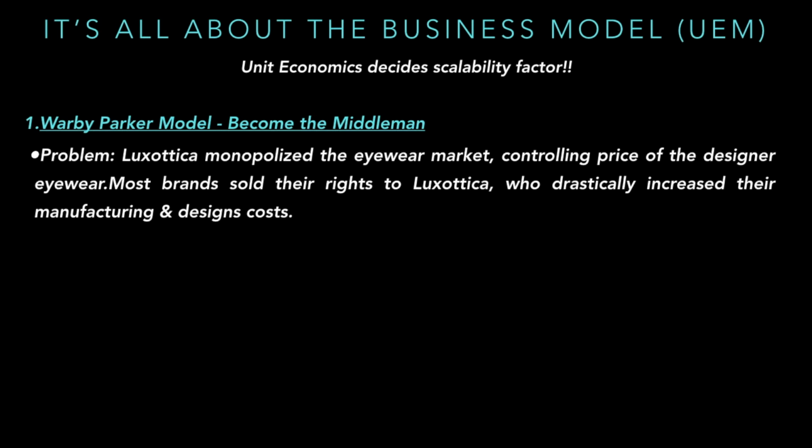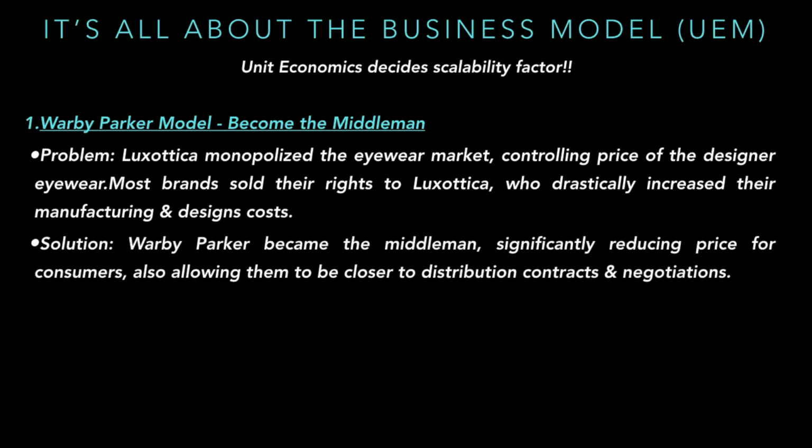It not just controlled the pricing of designer eyewear, it became one of the most dominant players in that particular segment of the industry. Most brands eventually sold their rights to Luxottica, who drastically increased their manufacturing and design costs. While that happened, Warby Parker became the middleman, and that's the critical solution it came up with, whereby it was able to significantly reduce the price for consumers and also became very close to distribution contracts and negotiations, commanding a whole lot of power and control over the entire value chain of the ecosystem.